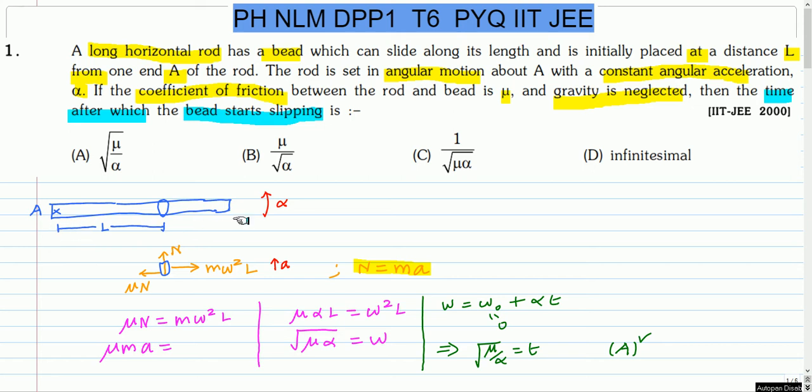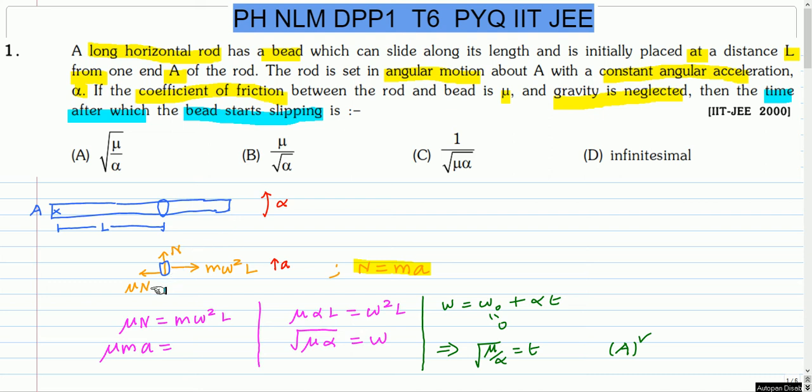So this is a long rod and it's fixed at end A, and a bead is placed at a distance L from it and is being rotated with a constant angular acceleration alpha. So the angular speed will keep on increasing, and once it crosses a particular value, the centrifugal force will exceed the friction force which can stop it from moving. So at that speed, the bead will start slipping.